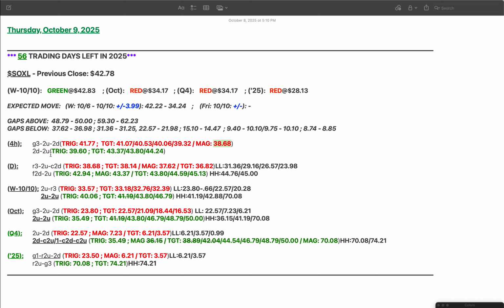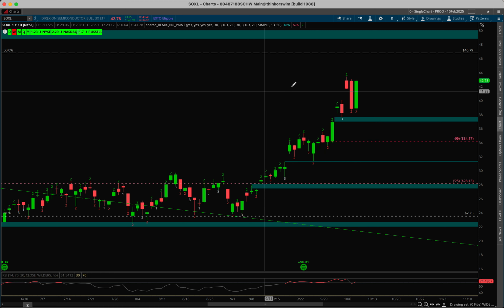If we get price action to the upside, it's a failed 2 down. This is wrong. This is a 2 up continuation, triggering at 39.60. Target is 43.37, 43.80, and 44.22. Wait a second. This is not right. Why is that not right?